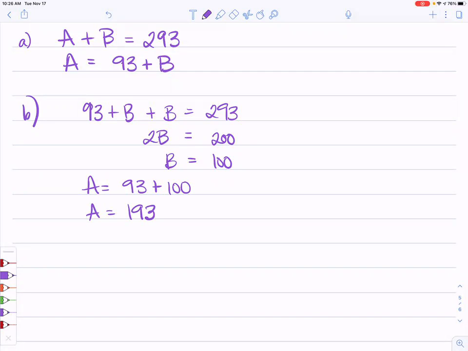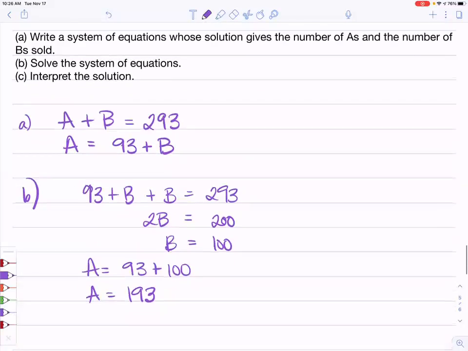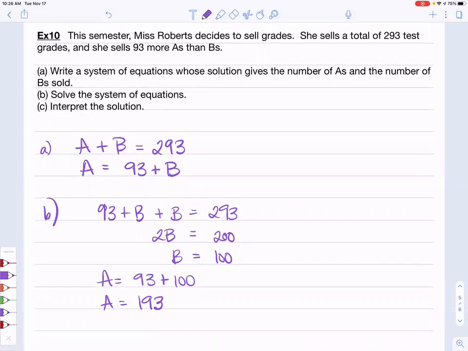Now, a lot of students will stop here. I know we still have to do part C, but a lot of students will stop here and they won't ever check to see, does this make sense? So let's go back and reread the question with our new numbers and see if it makes sense. She sells a total of 293. Here's B, here's A. Is this a total of 293? Yes, it is. And then it says she sells 93 more A's. Did she sell 93 more A's? Yes, so I'm checking my answers to make sure that it makes sense, okay?